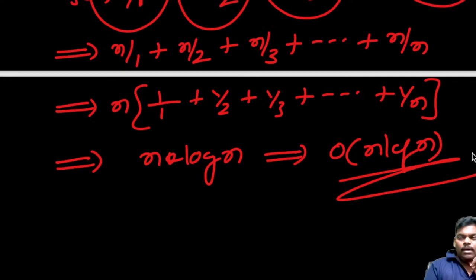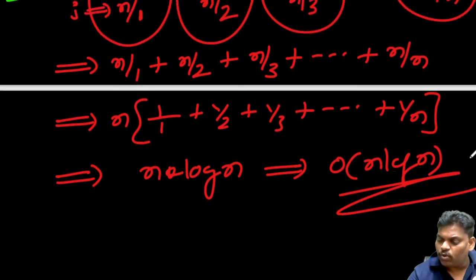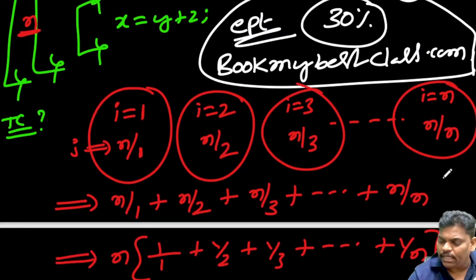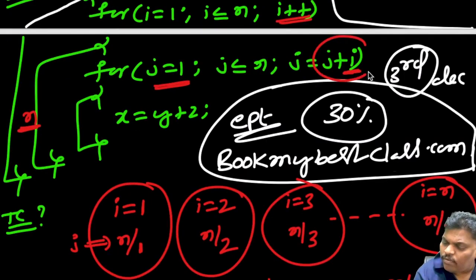J loop is how many times? What is the I value? If I value is 5, J loop is n by 5. If I value is 3, J loop is n by 3. If I loop is n, J loop is n by n. If you want, you can check. That's what we studied yesterday. If the J loop is always adding 10, n by 10. If always adding 5, n by 5. If always adding I, n by I. J loop is n by I times.